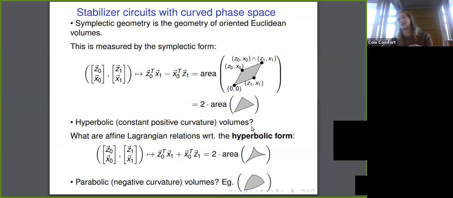So if you make the phase space to have constant positive curvature, then now you're working in hyperbolic geometry. So the area would be kind of like this, or in parabolic geometry where the curvature is negative, the volume would be like this. So you can ask similar questions. What would be the kind of stabilizer ZX calculus, but where the phase space has some curvature? And this is a concrete problem which could just be calculated. And maybe there's applications for this in physics, I'm not sure.